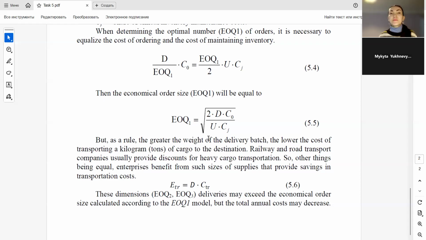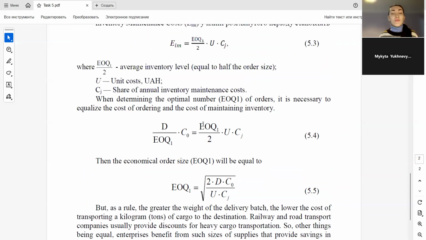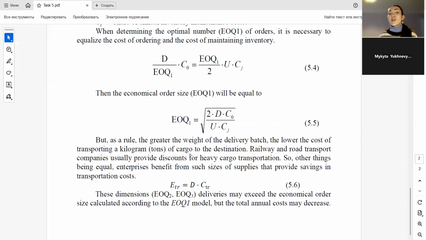Okay, I think you already finished. And after when you calculate the result, you leave two symbols after comma, and the result will be in units. How many units we need to choose in our order. Now we need to find EOQ2.